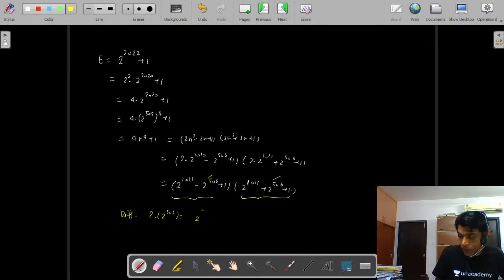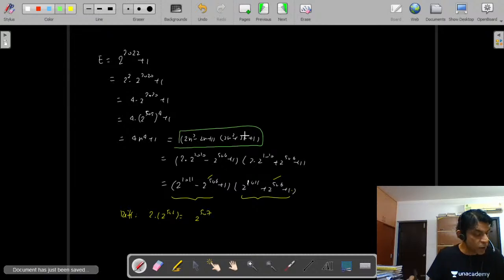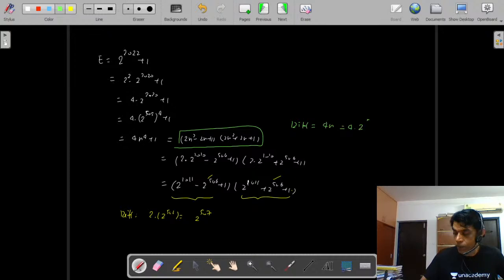In fact, I need not have done this. I could have stopped here also. I could have said that they're of course integers, and the difference here is just 4n, and with n equal to 2 to the 505, I can write 2 squared times 2 to the 505. So that gives you 2 to the 507, and that is your answer, that this can be written.